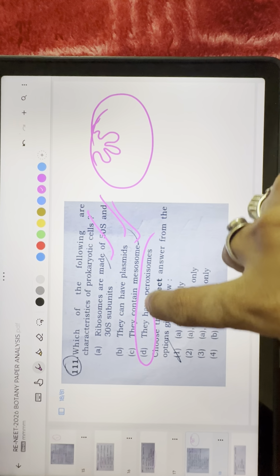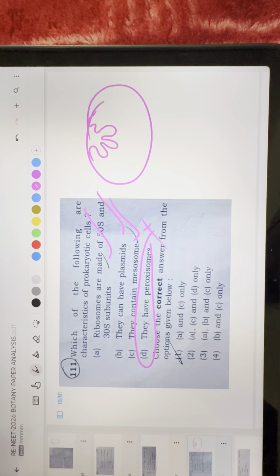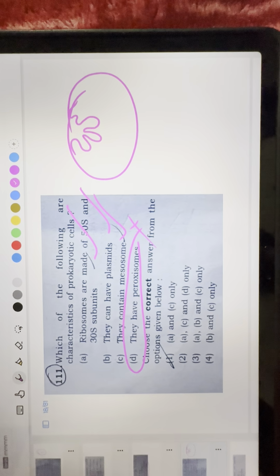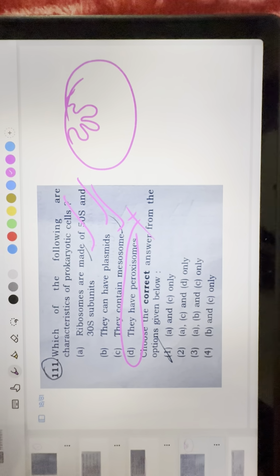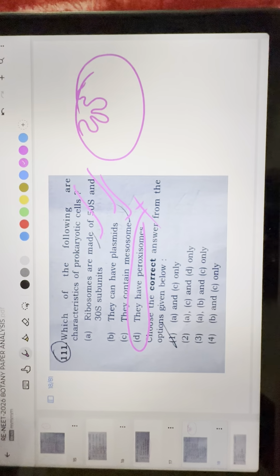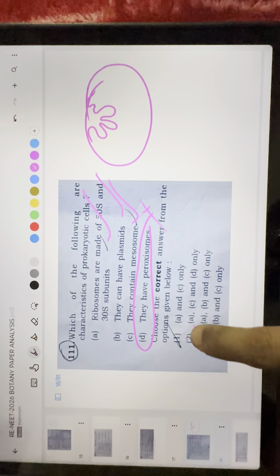They have the peroxisome? No, they do not have the peroxisome. Actually, peroxisomes are specialized kind of the cell organelles which are present in the eukaryotic organisms. So that means only A, B, C only correct.